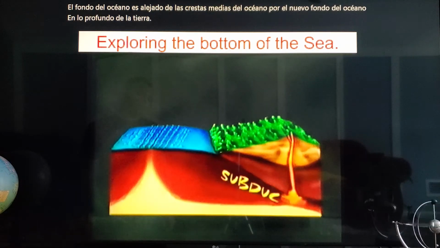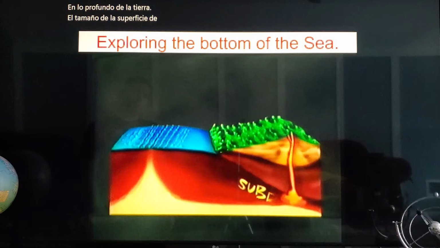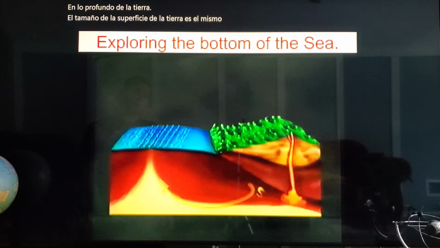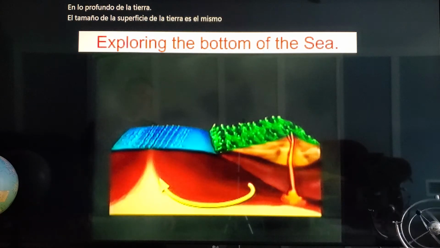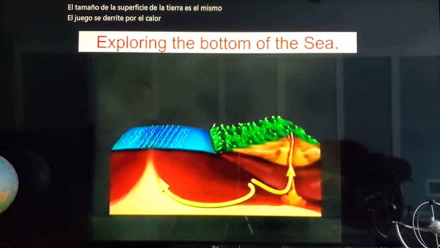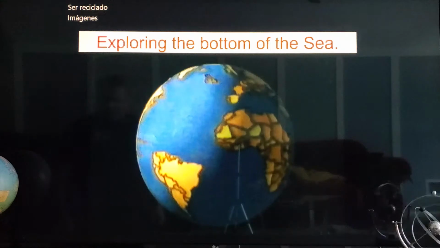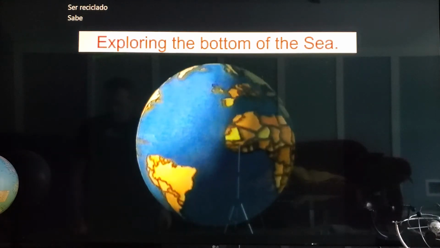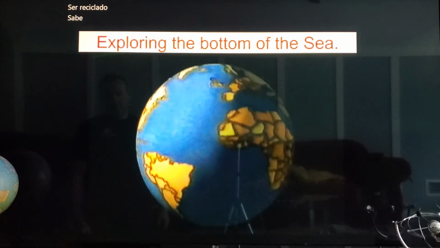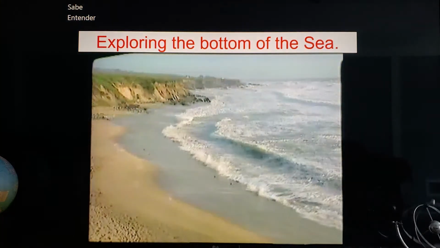The subducted ocean plate is melted by the heat in the mantle. It can then be recycled into new ocean crust at the mid-ocean ridges or rise through the crust to form volcanoes. And now that you understand how ocean floor spreading causes continental drift, there's nothing left to do but hang on and enjoy the ride.